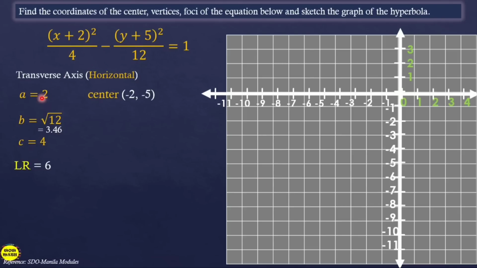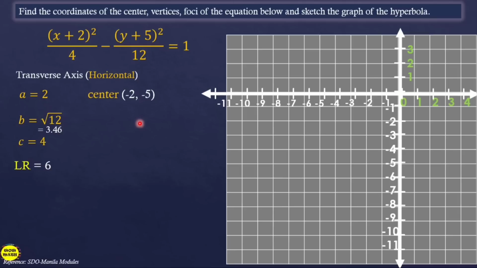So gamit yung value ng A, B, C, and then yung latus rectum natin. So yung square root of 12 ay equivalent sa 3.46 para mamaya madali natin malocate yung coordinate niya. So, inano muna natin, no? Kinonvert natin into decimal yung square root of 12.